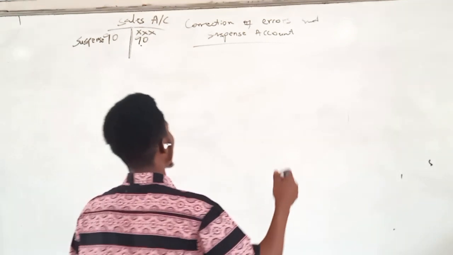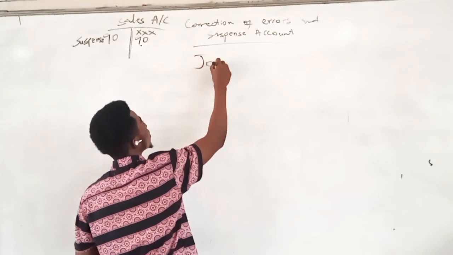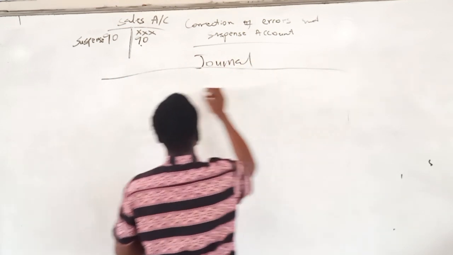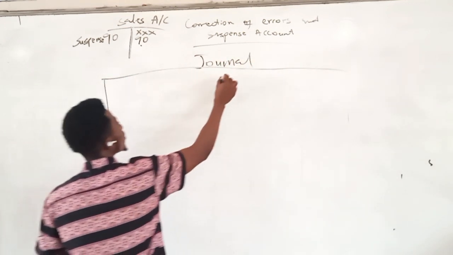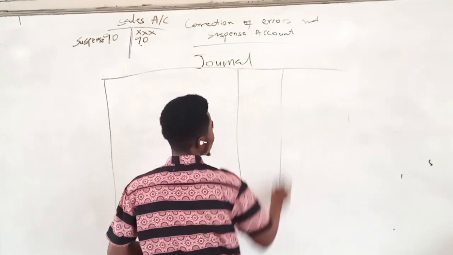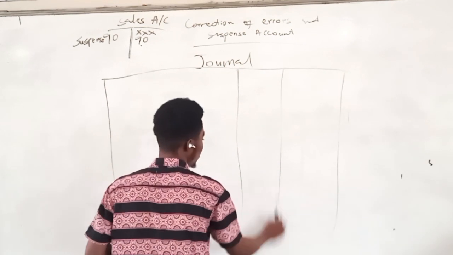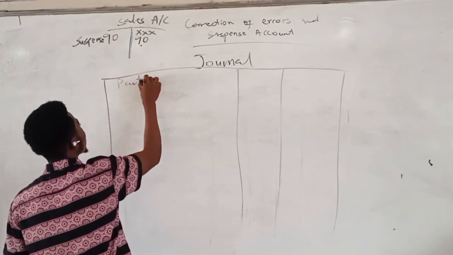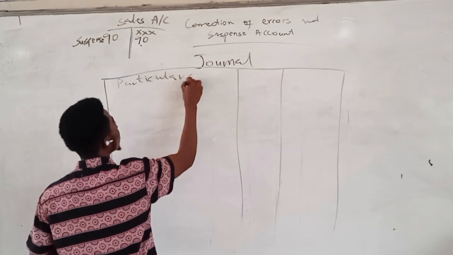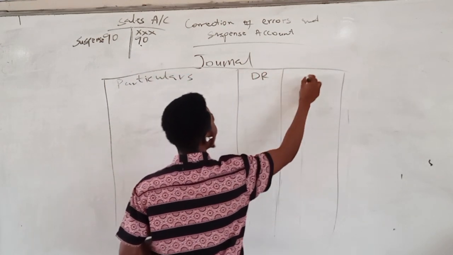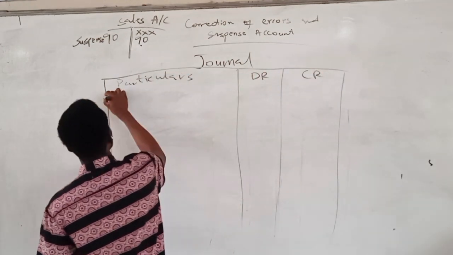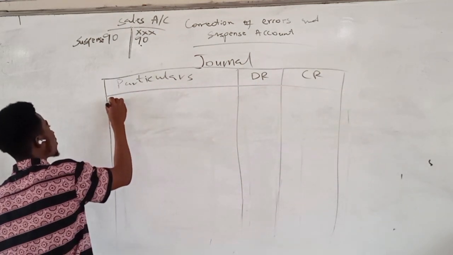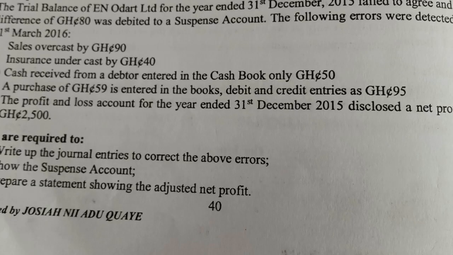Okay, so now we know that you are going to solve the question. Let's start with the journal. That's what the requirement says. So our journal, then after that we go to the suspense account. So now our particulars, our debits, and then let's take the first one.